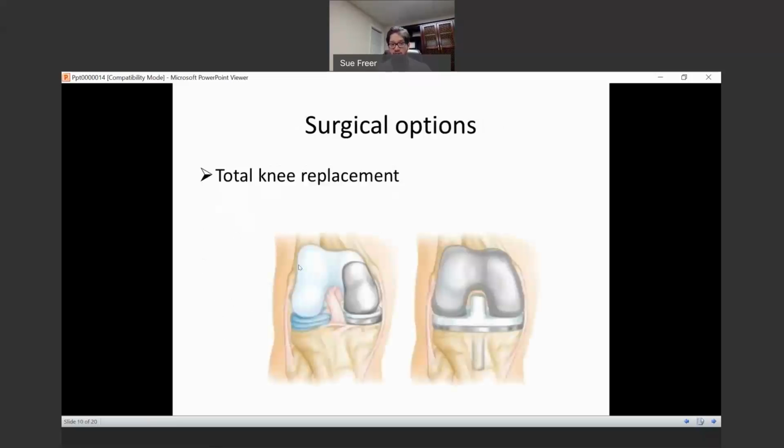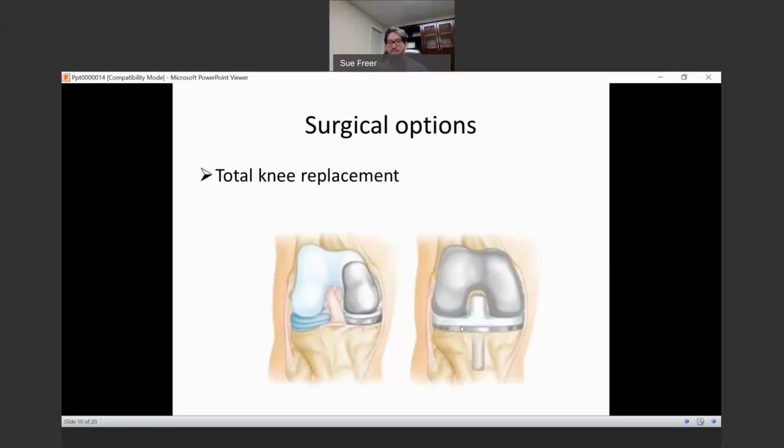Now, surgical options. Let's say the patient exhausted all the conservative options and nothing is really working. So now there are three options for knee osteoarthritis. One option most of you are familiar with is the total knee arthroplasty. In this image, you are replacing the entire knee, basically just the surface of the arthritis.